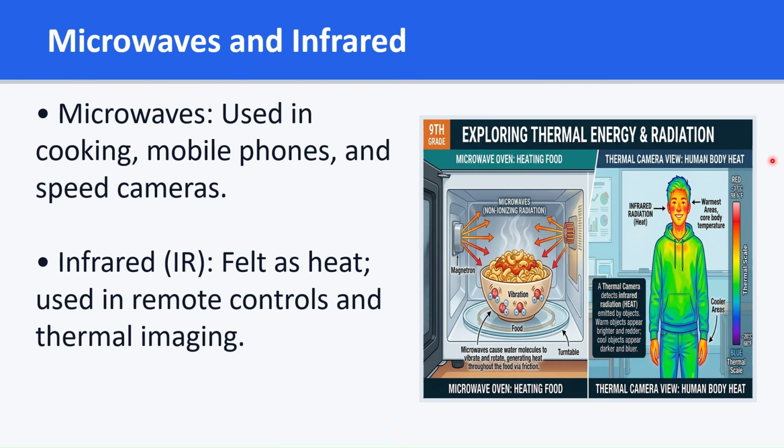So, moving up the spectrum, we reach microwaves and infrared. Microwaves is used in cooking, mobile phones, and speed cameras. So, ang microwaves, it vibrates water molecules in your food. Heat it.